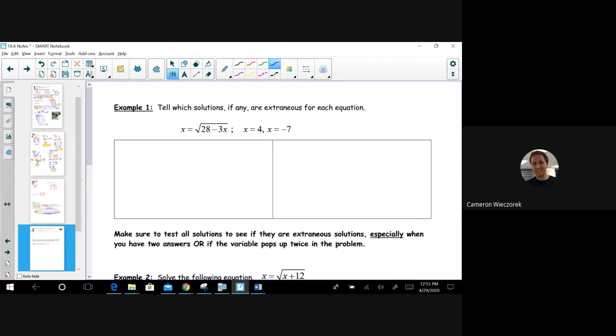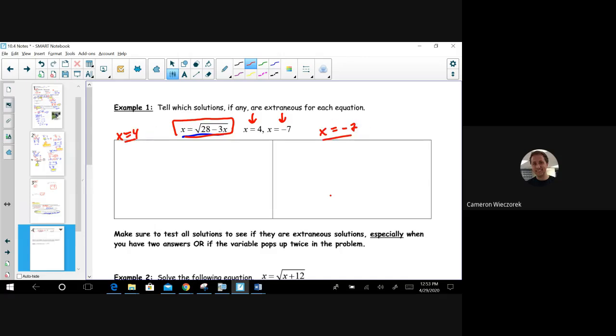Example 1 asks us, tell which solutions, if any, are extraneous for the given equation. So here's the equation they give you. x equals the square root of 28 minus 3x. And this one, they're not even making you solve the equation yourself. They're literally telling you what the two answers were that they got. They got 4 and they got -7. So what you got to do is you got to test both of those to see if they make this equation true or if they make it false. So in this box, I'm going to test 4. And in this box, I'm going to test -7.